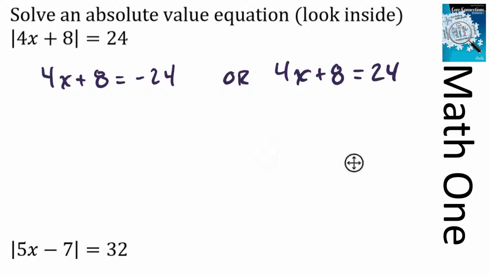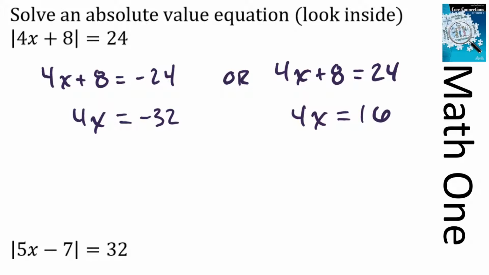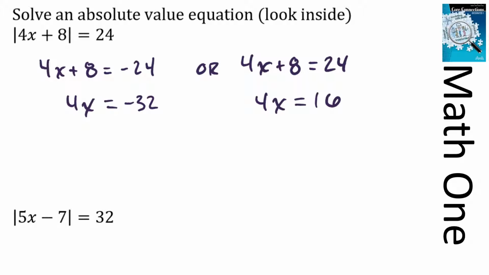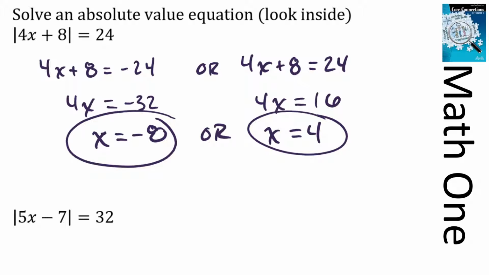When I subtract 8 from both sides here, this gives me 4x, and that's going to equal negative 32. And over here, when I subtract 8 from both sides, I get 4x equals positive 16. So negative 32 divided by 4 is negative 8, so x is either negative 8, or if I divide 16 by 4, I have x is equal to 4. So the two values that x can be are negative 8 or positive 4.